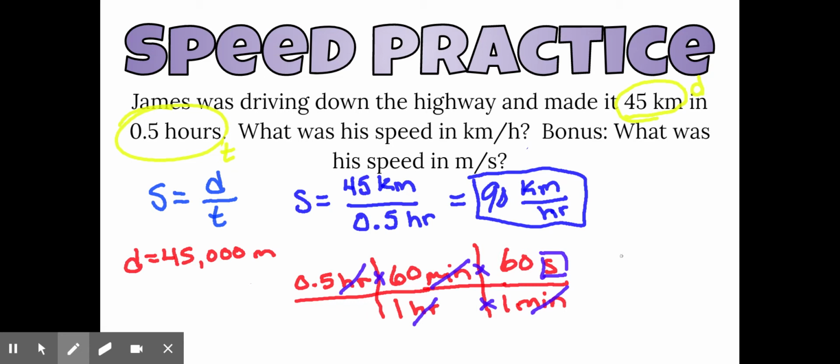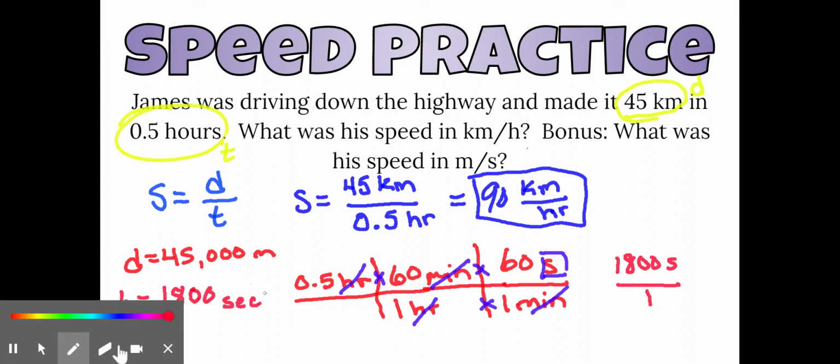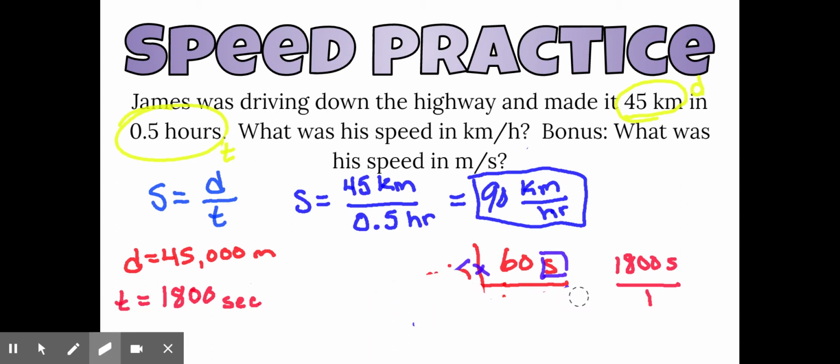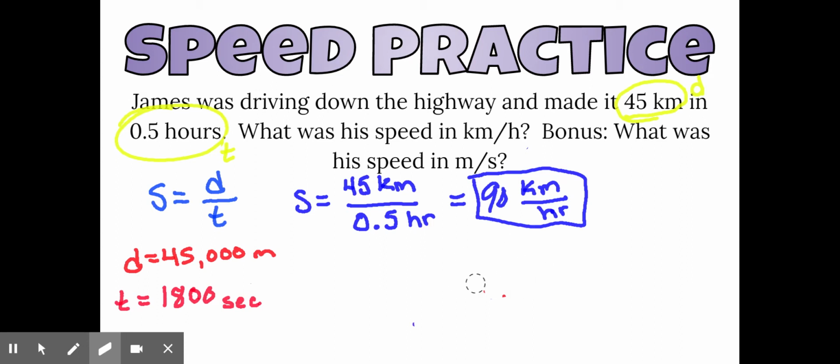That is equal to 1,800 seconds, divided by, on the bottom, 1 times 1, because our units have been canceled out. So 1,800 seconds divided by 1 gives us a time of 1,800 seconds. And now we're set up to solve this problem. We can just go back to the original equation that we used: speed is equal to distance over time, and plug in our new numbers.